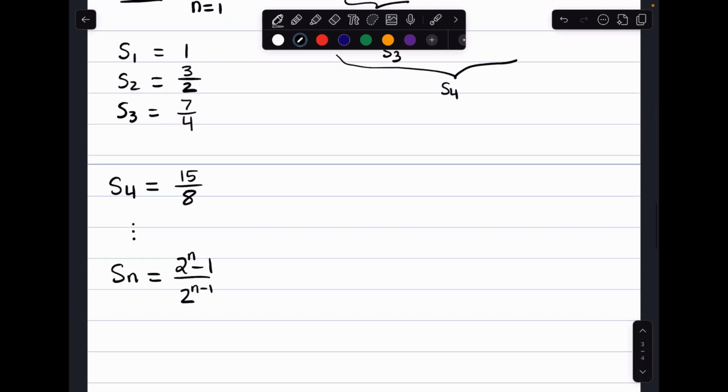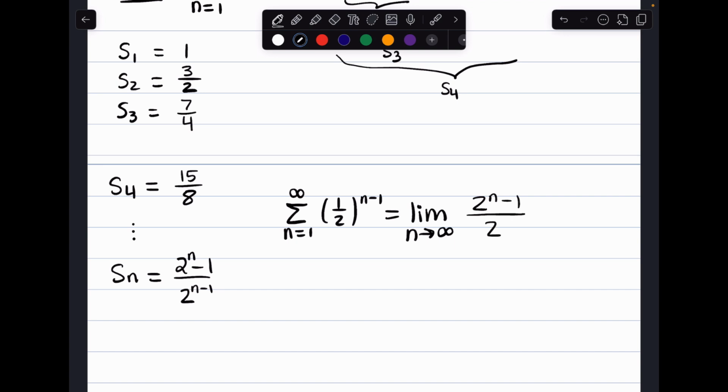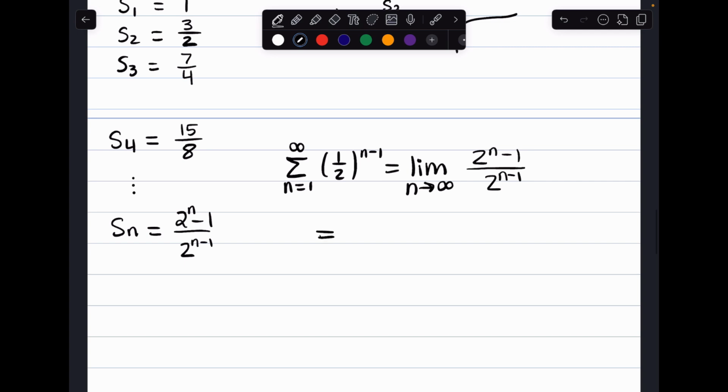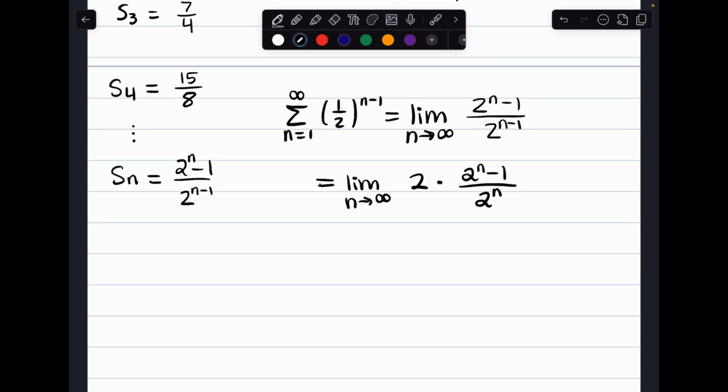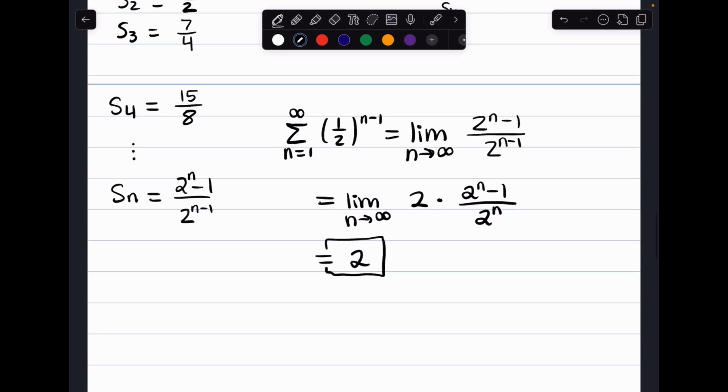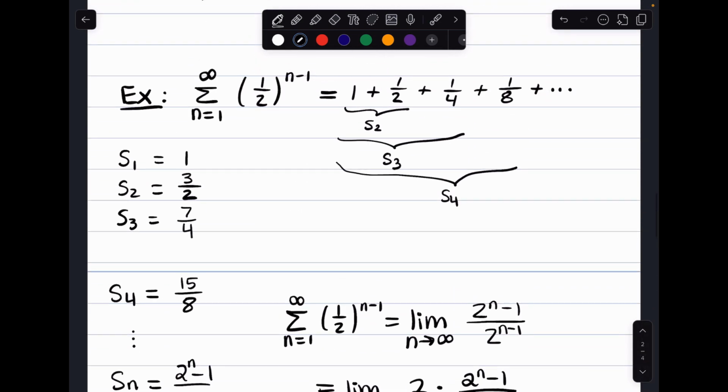And so when we're evaluating the sum, we're going to look at the limit as n goes to infinity of 2 to the n minus 1 over 2 to the n minus 1. And we can rearrange this a little bit and get 2 times 2 to the n minus 1 over 2 to the n. And when we evaluate this limit, we end up getting a 2. And so the sum of this series is going to be equal to 2, which actually kind of makes sense.